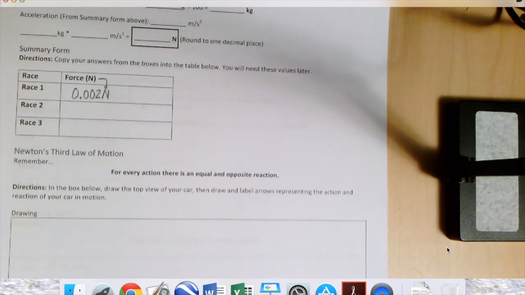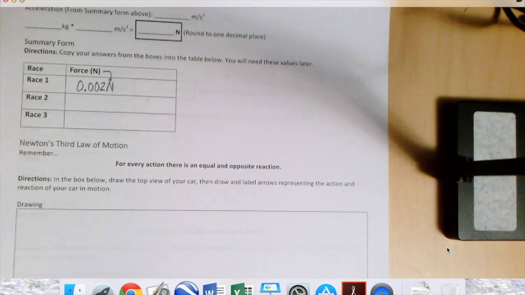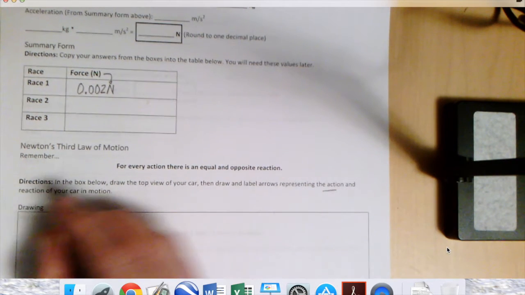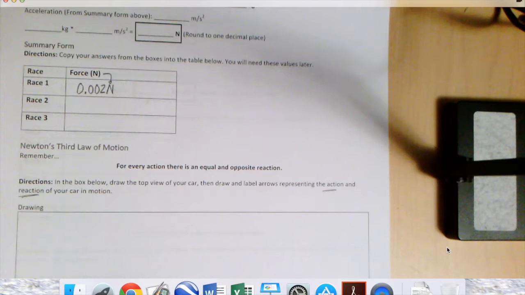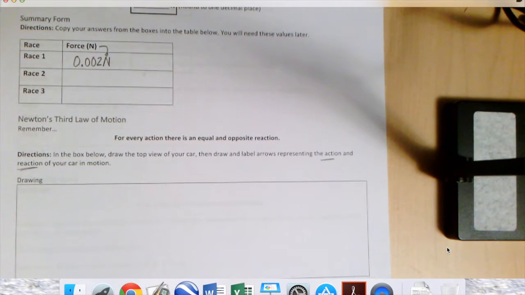So we have Newton's third law. For every action, there's an equal and opposite reaction. I want you to draw the top view of your car, but just turn it sideways. And draw and label the arrows representing the action and reaction of your car in motion. So you're going to go ahead and draw that right here. No, I'm not drawing it to give away the answer. You should know that. Remember, if you don't quite know it, go over it in your notes.